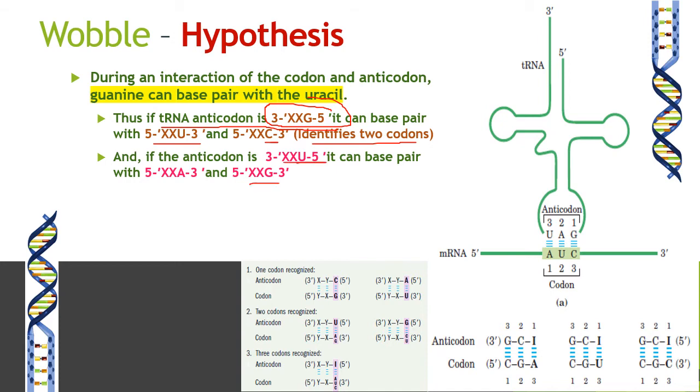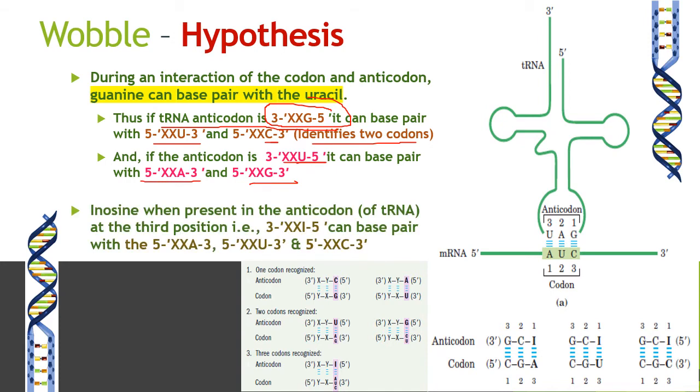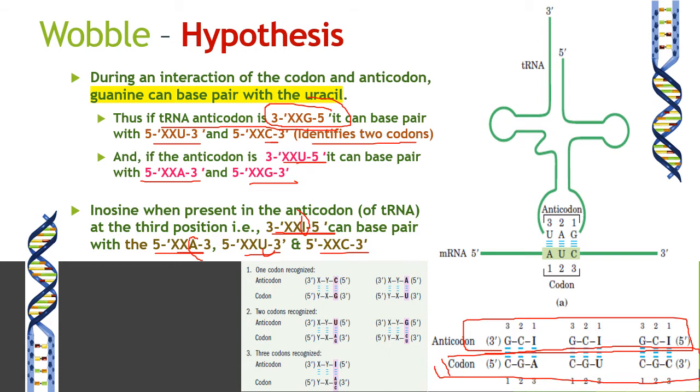Similarly, U will be able to identify two different codons. Similarly, the interaction between inosine and three different bases has been identified, and if the anticodon has a sequence of XXI, then it will be able to identify three different codons having A, U, and C at the position complementary to the I. As you can see in the accompanying picture, if the anticodon of the tRNA is like this, then it will be able to read three different codons within this mRNA.